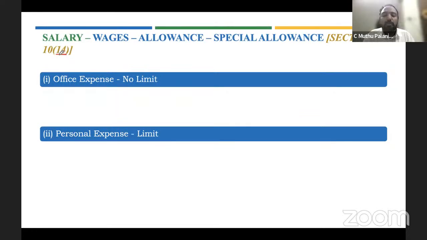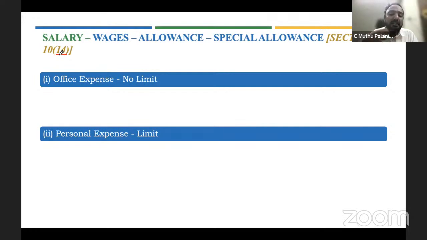So what is special allowance typically? When you say clause 14, we all know what February 14 is. It's for special people, like Valentine's Day. It's for special people.